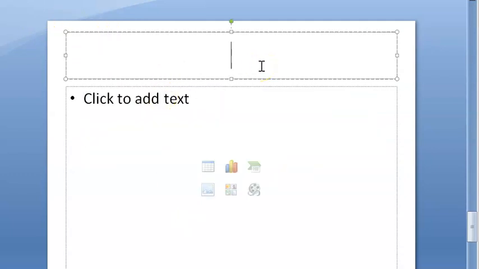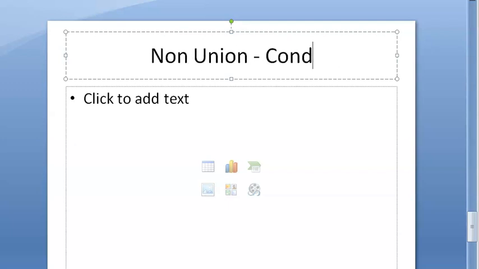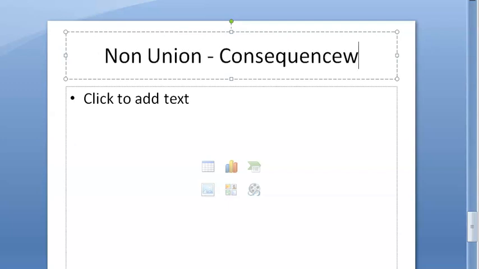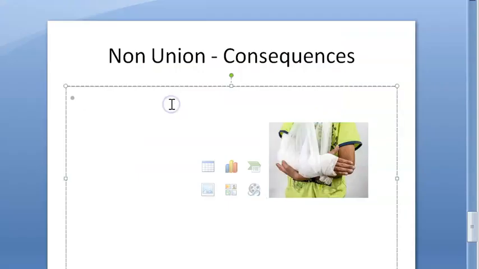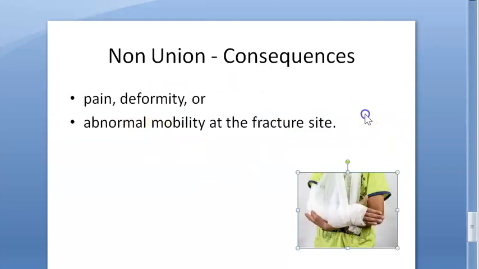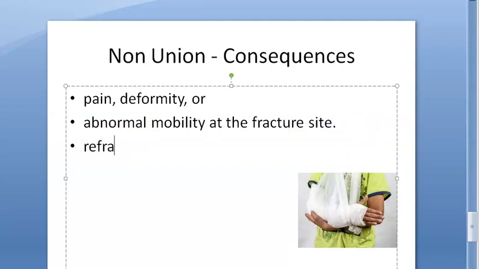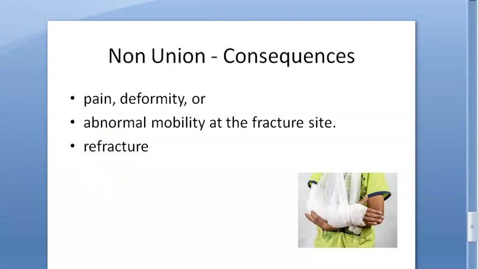Now let's move on to the consequences of non-union. What will happen if it doesn't unite? Obviously functionality, right? Consequences. Who likes the consequences of non-union? Tell. So what will happen? Consequences. Pain. Yes. Deformity. Abnormal mobility at fracture site. This we already told you. So it can lead to refracture also, if you stress that part.